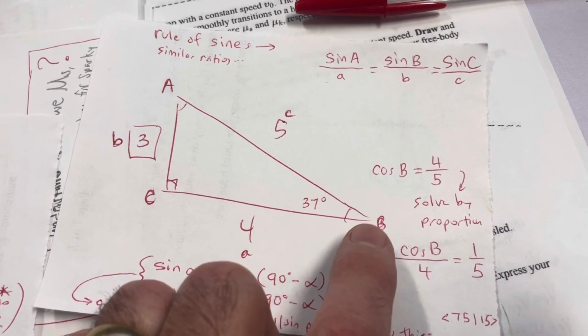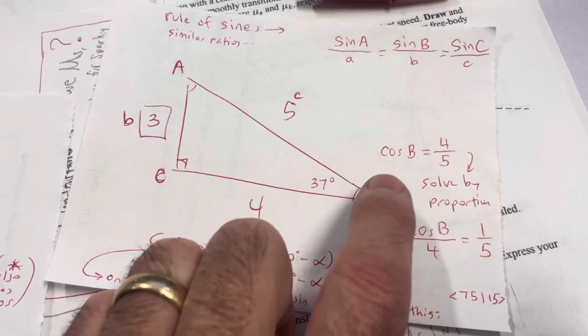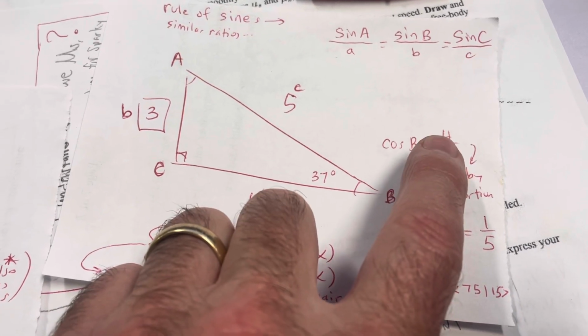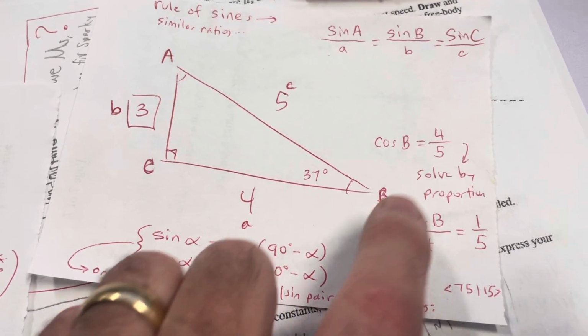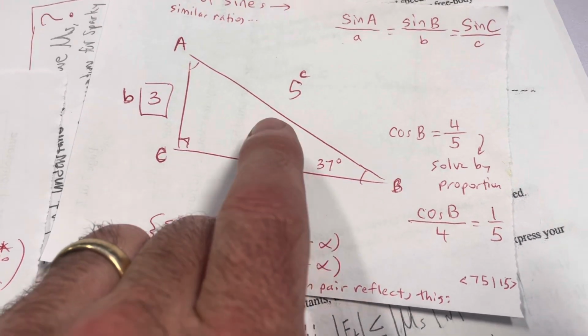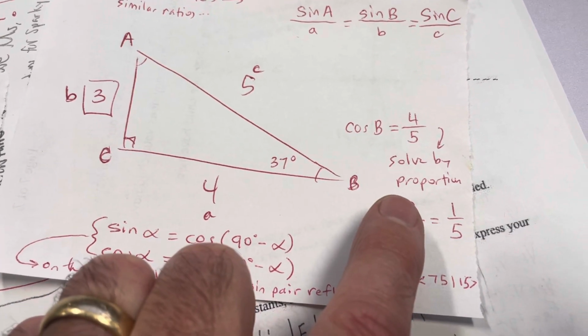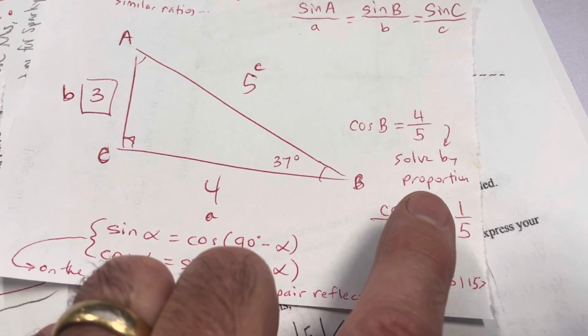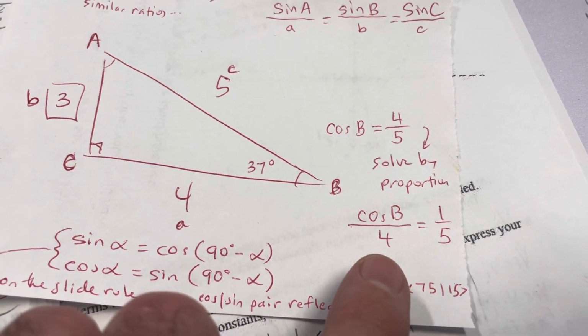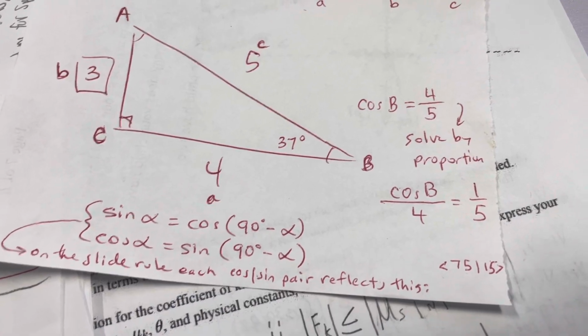That's the answer. But the cosine of the angle B is equal to adjacent over hypotenuse. So adjacent is 4, hypotenuse is 5. Let's find that angle. So you solve it by proportion, I guess they would say. And so I'm just going to write it like this. Cosine B is 4 over 5.